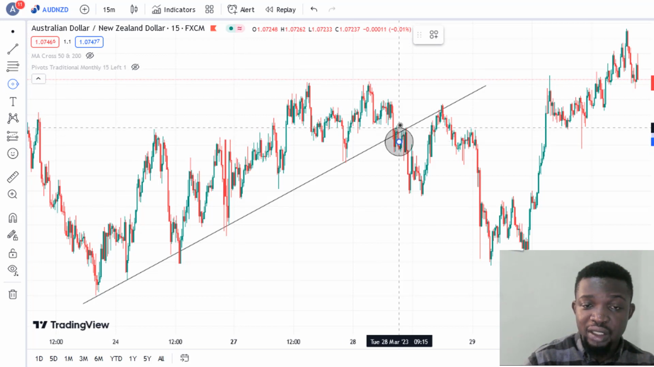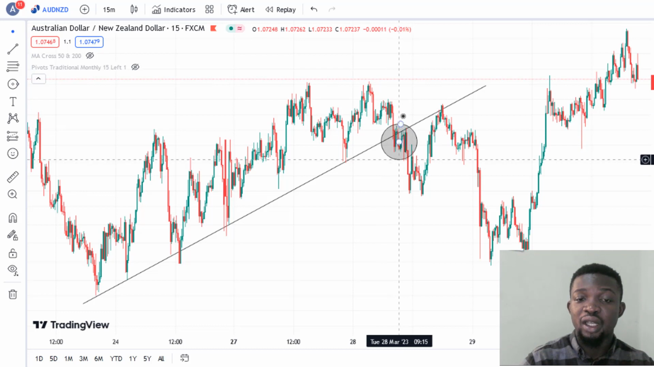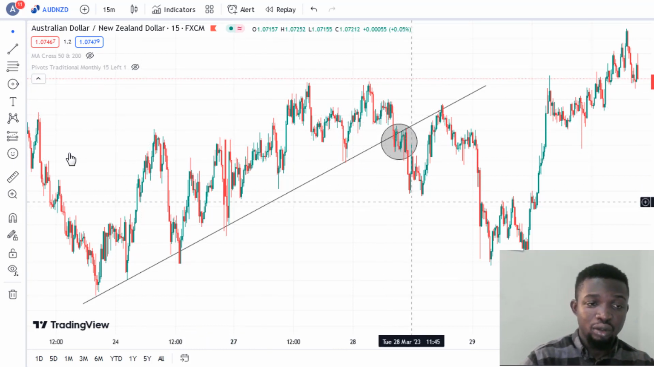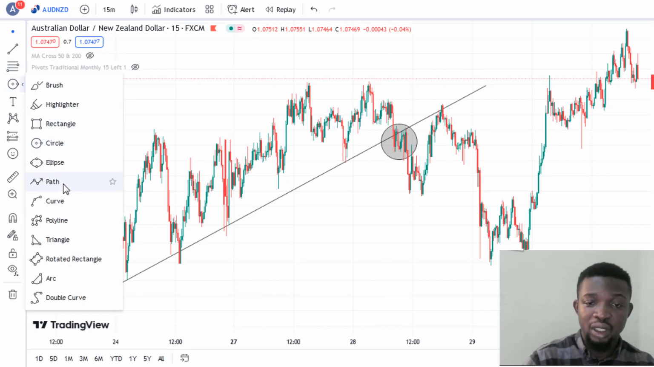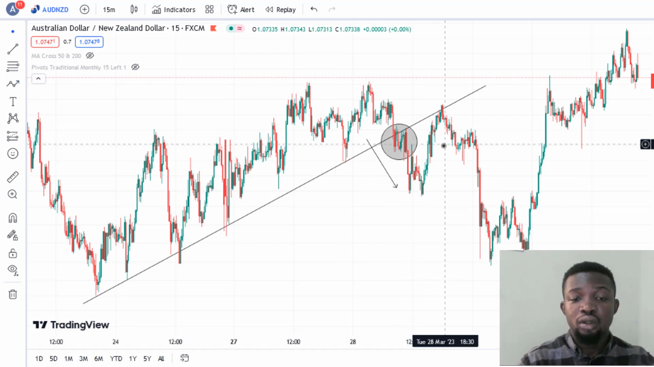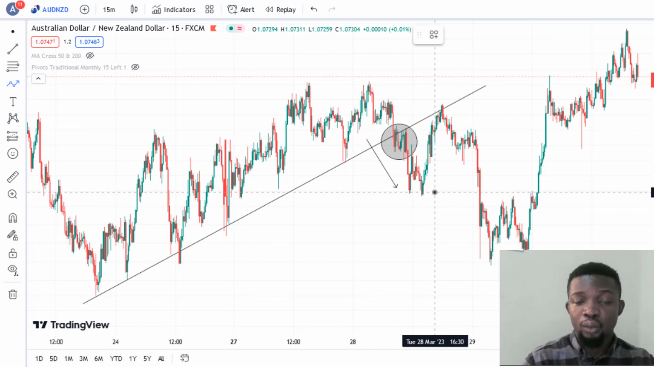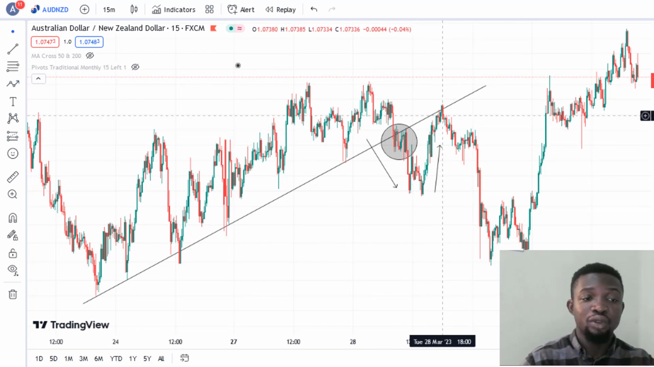Price broke through the trend line at this point. You can see the breakout here. Breakout happened here. Now price is pushing down. You can see price push down. Then we had the retest that happened there.